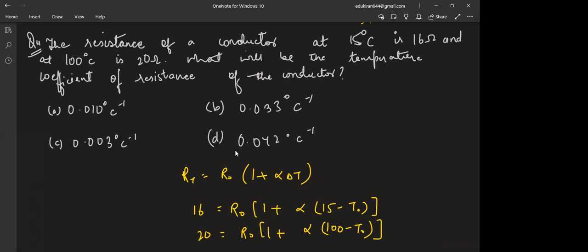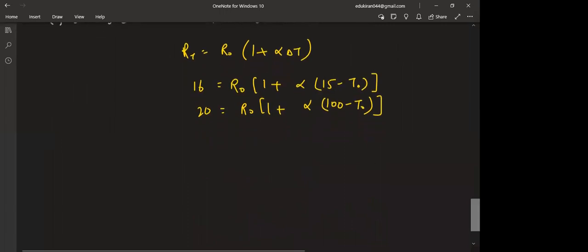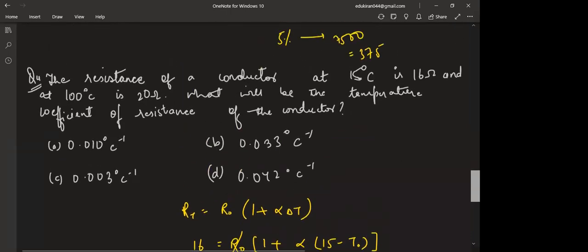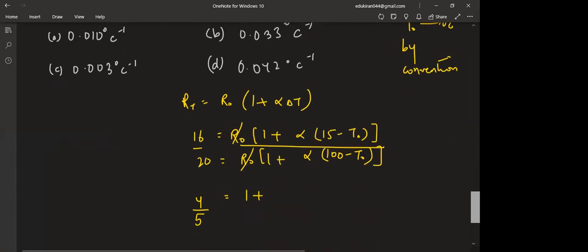Now just take the ratio, divide both of these. So that becomes 16 by 20, that is 4 by 5, equal to 1 plus 15 alpha over 1 plus 100 alpha. The resistance R naught will get cancelled. Because see, T naught is not mentioned, the room temperature is not given. When it is not given, by convention you have to take T naught as 0 degrees Celsius. By default, just take it as 0 degrees if it is not mentioned, like in this question.